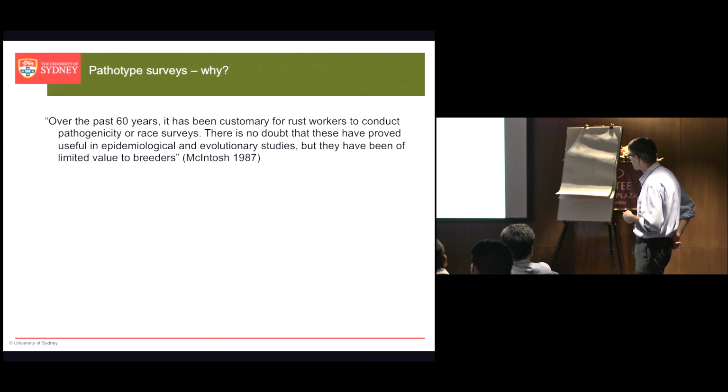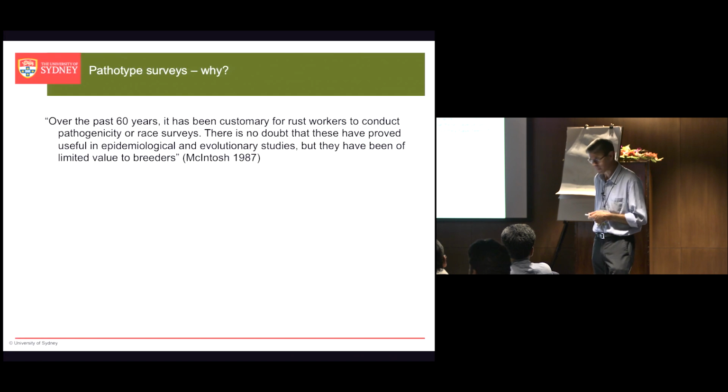So Bob in 1987 wrote a paper and he said that over the past 60 years it has been customary for rust workers to conduct pathogenicity or race surveys. Okay? There is no doubt that these have proved useful in epidemiological and evolutionary studies, but they have been of limited value to breeders.